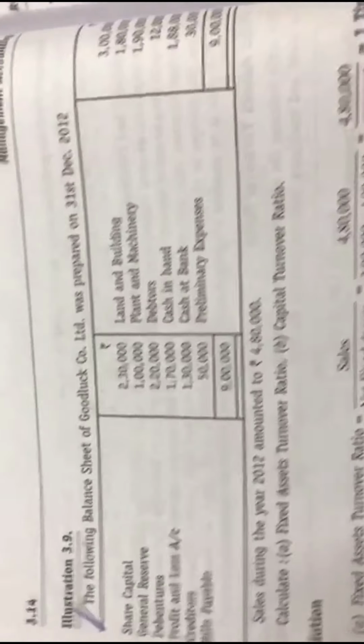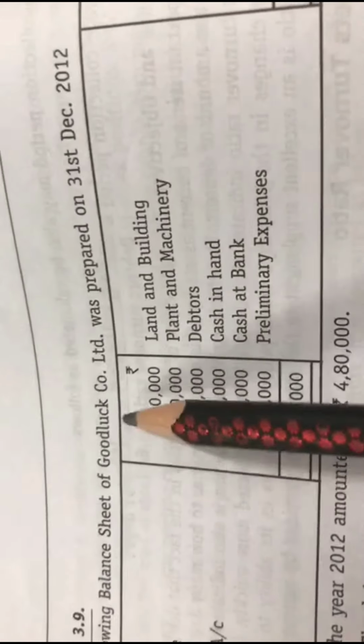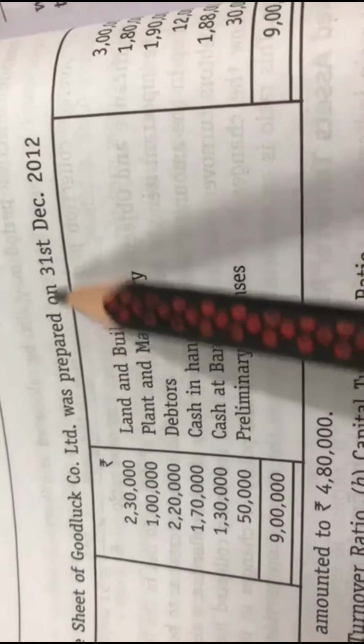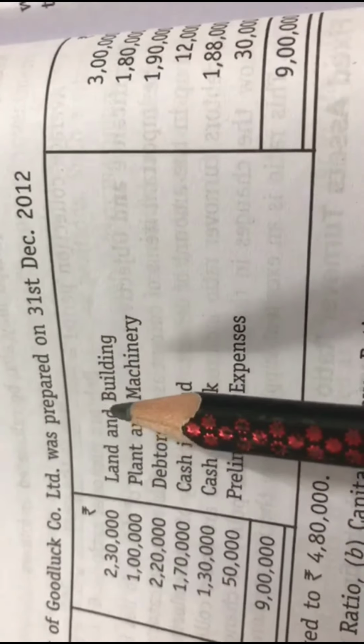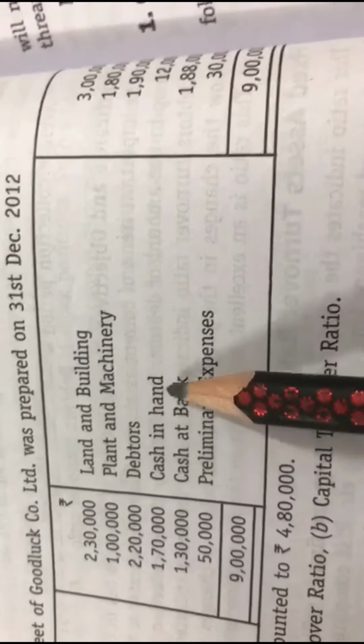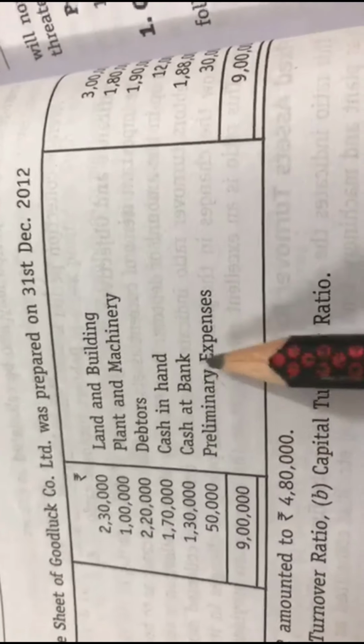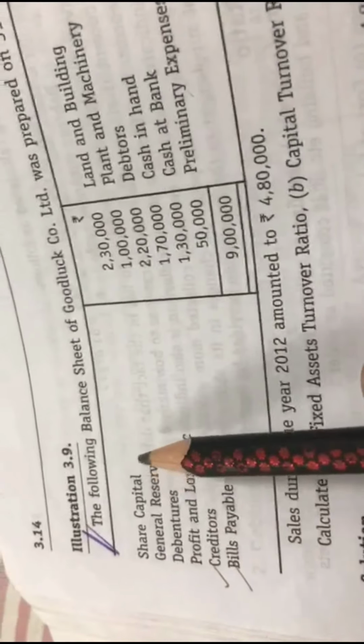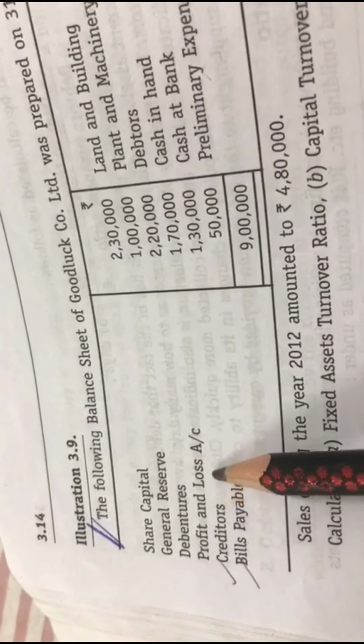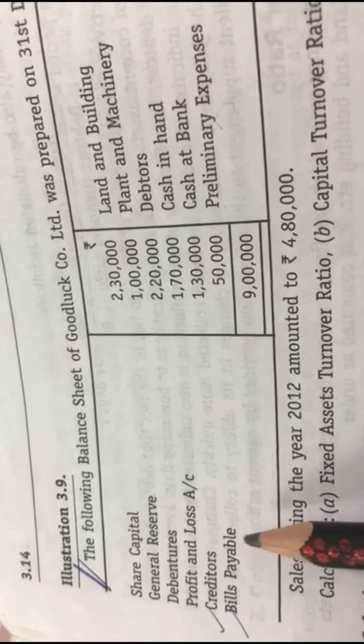Now we'll move on to the next problem. The following balance sheet of Goodluck Limited was prepared on 31st December 2012. So they have given you land and building, plant and machinery, debtors, cash in hand, cash at bank and preliminary expenses. Then you have share capital, general reserve, debentures, profit and loss account, creditors and bills payable.